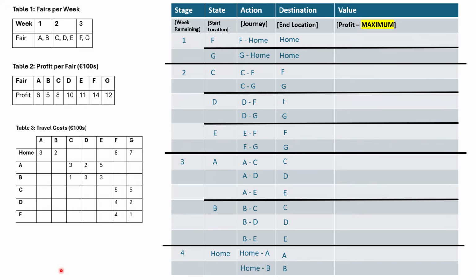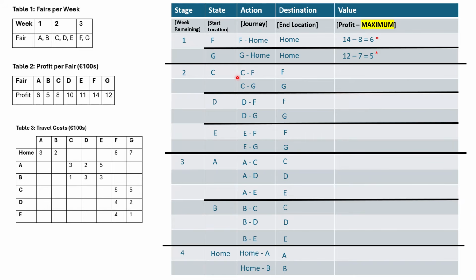So for that first line, I have F, so the profit will be 14, and then to travel from home to F, which is the same as F to home, is going to cost 8. So we end up with 14 minus 8, which is 6. Because we always take the optimal value at each state, this is optimal. Then we have G. So the profit at G is 12. Home to G is 7. So we have 12 minus 7, which is 5. Again, we always take it optimal at each state. This is the only thing we have for this particular state, so this is also optimal.